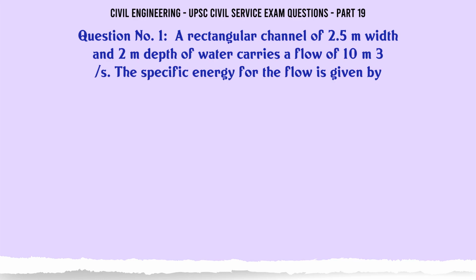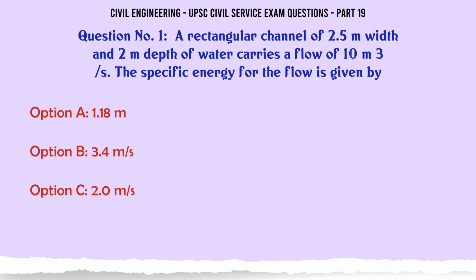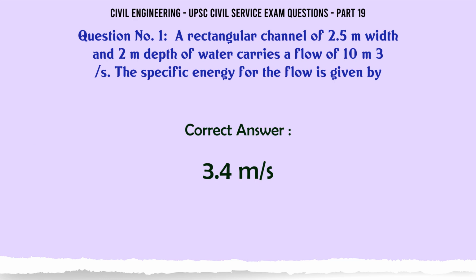A rectangular channel of 2.5 m width and 2 m depth of water carries a flow of 10 m³/s. The specific energy for the flow is given by A. 1.18 m, B. 3.4 m, C. 2.0 m, D. 2.2 m. The correct answer is 3.4 m.